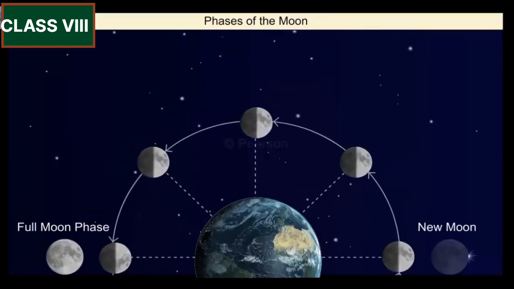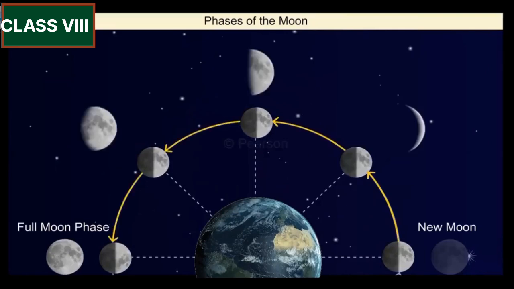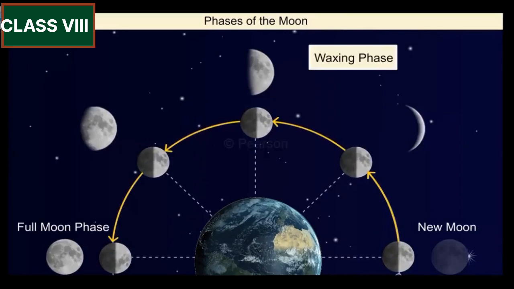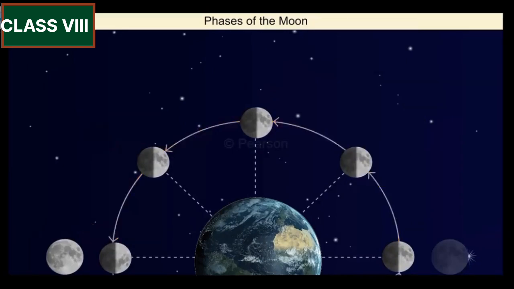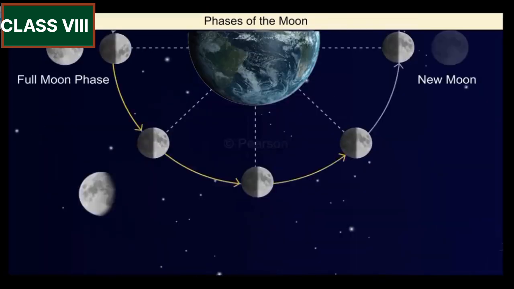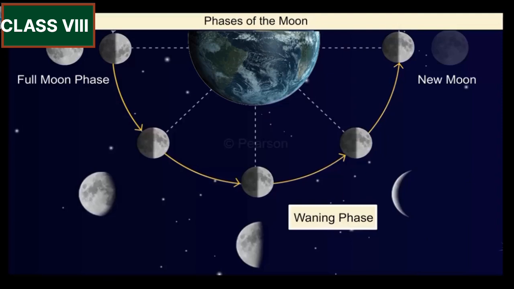From the new moon phase to the full moon phase, when the moon appears to be getting larger, we say that the moon is in the waxing phase. From the full moon phase to the new moon phase, when the moon appears to be reducing in size, we say that the moon is in the waning phase.